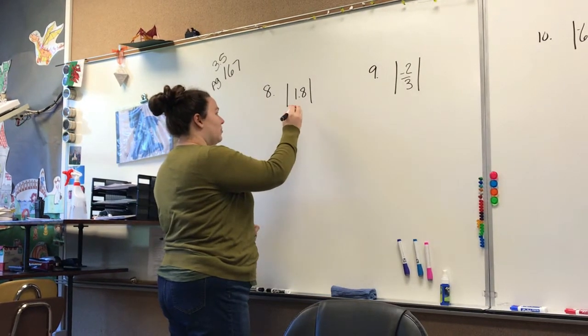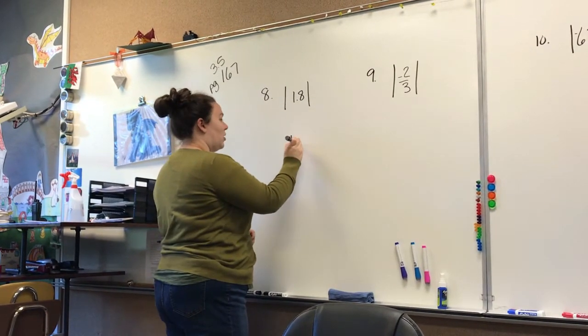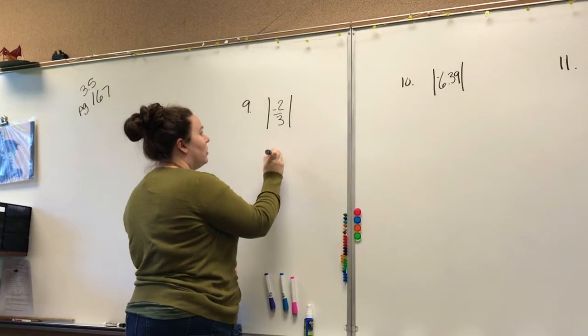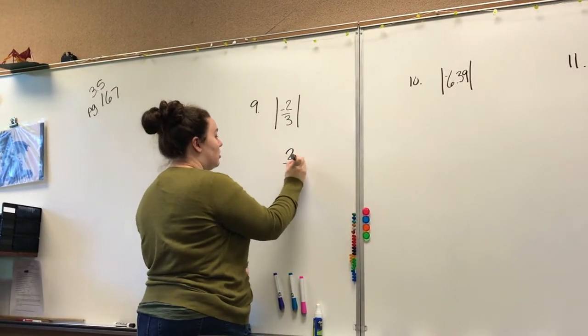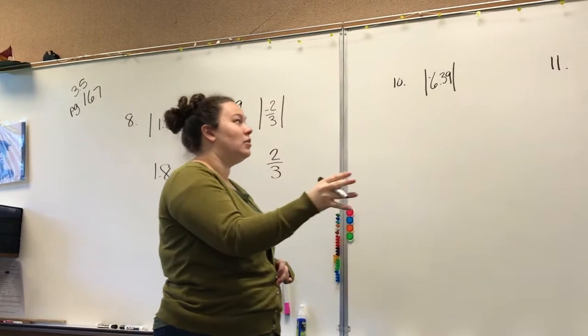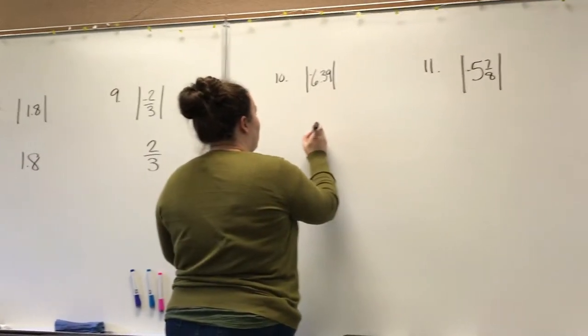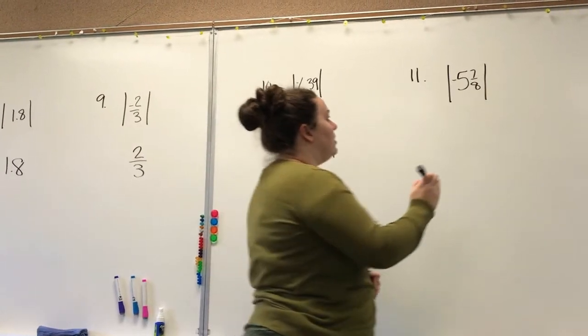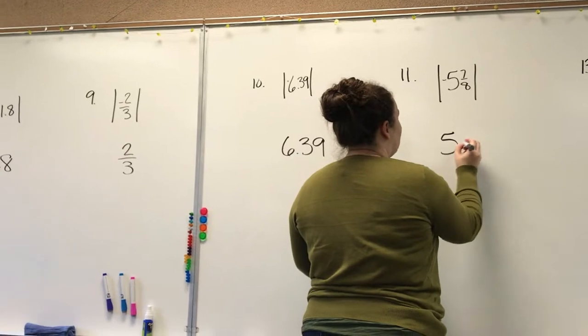So the absolute value of 1.8 is just 1.8. The absolute value of -2/3 is just 2/3. I'm completely ignoring the positive and negative numbers. I'm just writing the number. Absolute value is that. The absolute value is 5 7/8.